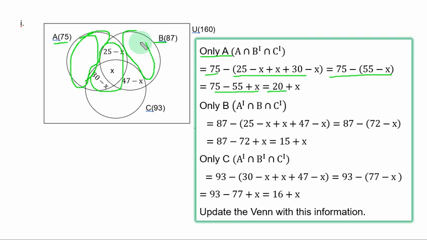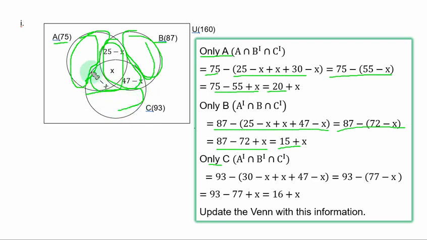For only pens, you have to add these three parts of pencils, and subtract it from 87 to get just this part, only pens. That is what you have here. That simplifies to this. If you open the bracket with the minus sign, you have this result, and that is 15 plus S. Only C, that is ruler, just this part.